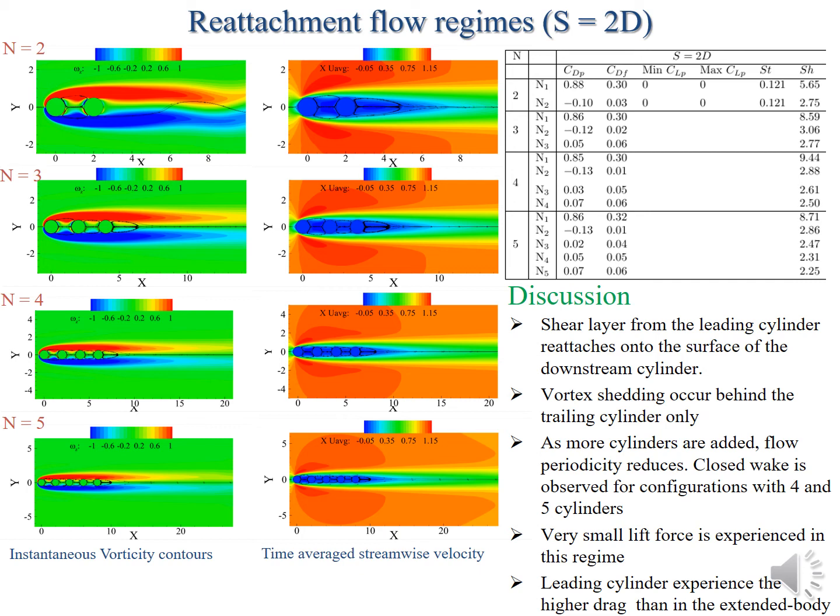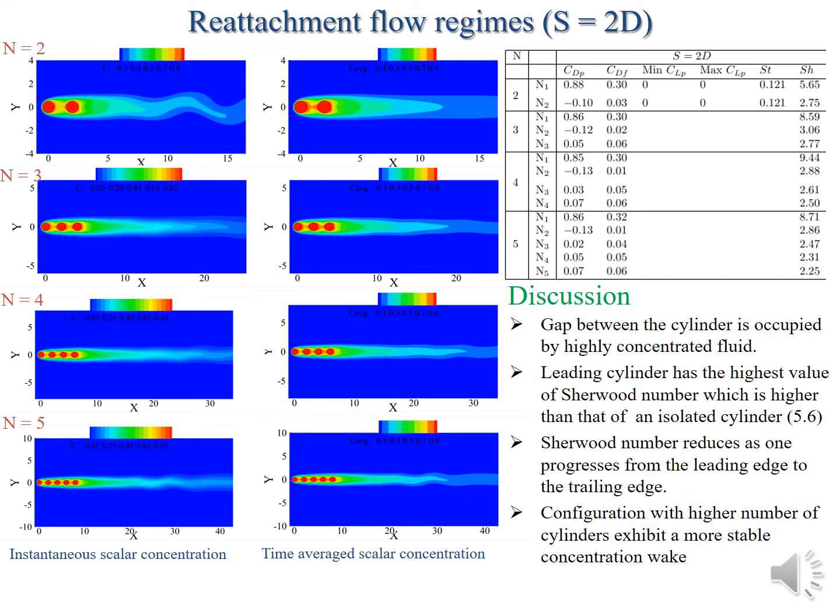One of the noticeable features insofar as mass transfer is concerned in this regime is that we have significantly higher mass transfer coefficient at the leading cylinder than that of an isolated cylinder. So that's something to notice. And also you can notice that as you move downstream, the mass transfer coefficient diminishes. All right, so this is the mass transfer.